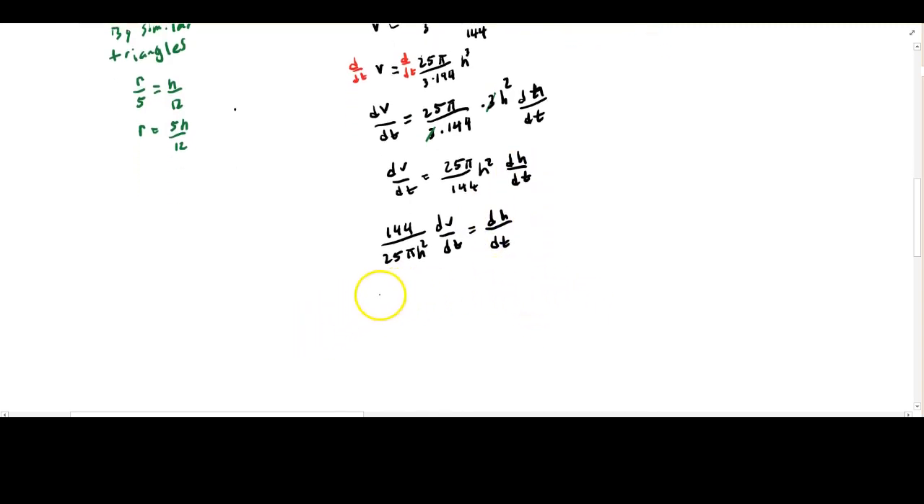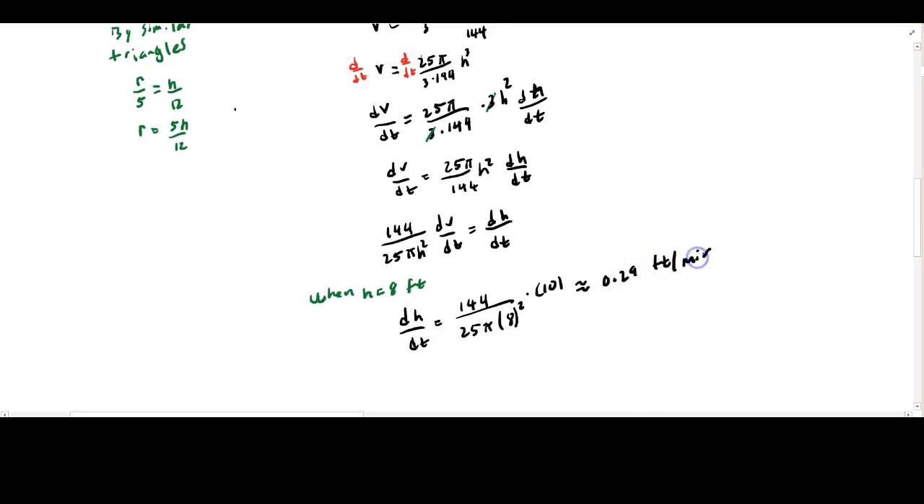And then when h equals 8 feet, we get that dh/dt is equal to 144 over 25 pi times 8 squared, times dV/dt, which was 10 cubic feet per minute. If we punch that into our calculator, I believe we get approximately 0.29 feet per minute. All right, and that will be it.